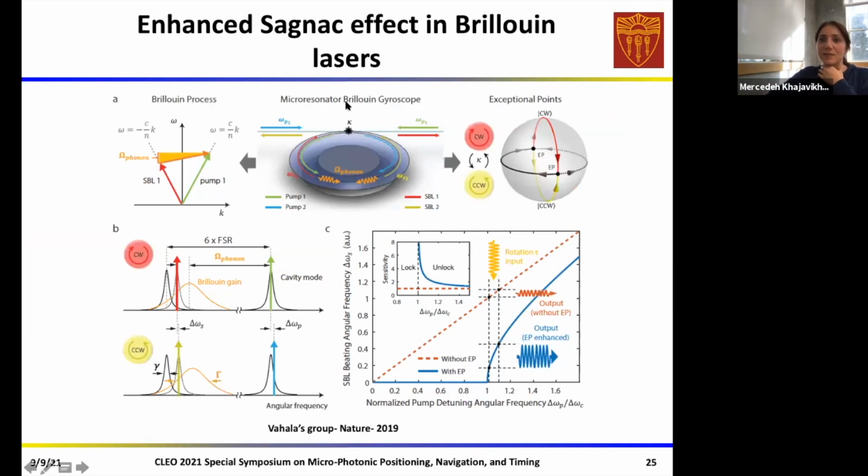As we did this experiment, we also noticed that the group of Vahala, also from Caltech, did a similar type of experiment, showing sensitivity enhancement in lasers based on Brillouin lasers. There were lots of differences between the two systems. Theirs is what's known as an anti-PT symmetric system, while our system was a PT symmetric system. Nevertheless, both of them supported an exceptional point, and they also observed enhanced sensitivity.